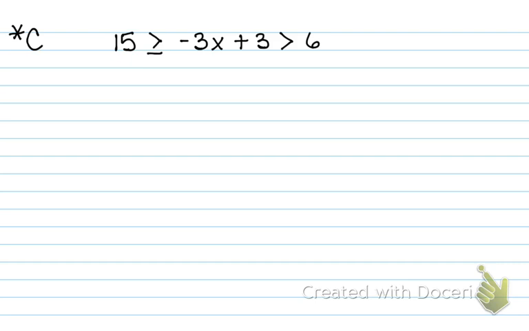So this is still an and statement, and I know that I want to get my x alone in the middle, so I need to start moving things away from it. I'm doing 2 separate problems all in one. So I'm going to take away 3 here, 3 here, and 3 here. This is now gone. 15 minus 3 gives me 12. I keep my sign. And then 6 minus 3 gives me 3.